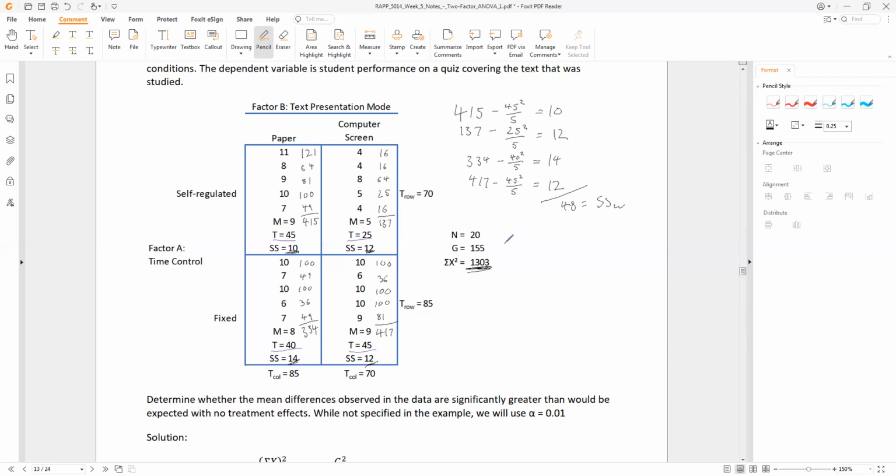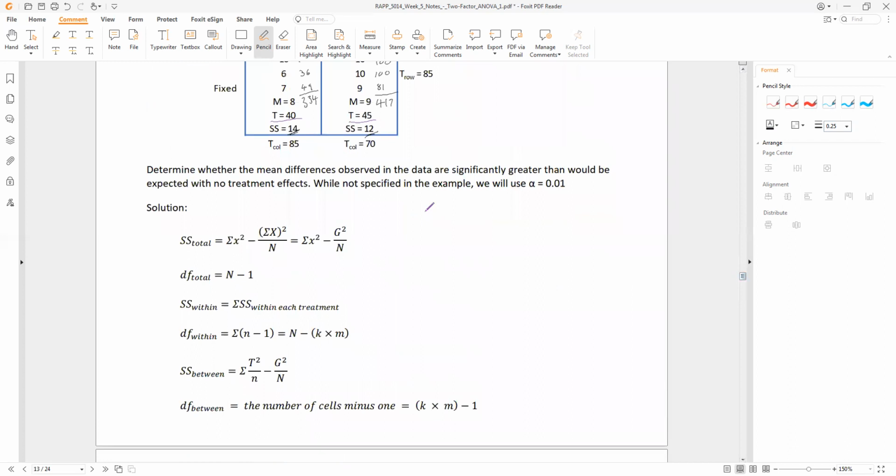And then if we do the same thing for the whole thing all together, the 1303 minus the 155 squared over 20, because there are 20 people in total, 5 times 4 is 20, I'm going to get 101.75. And so with this, I can start making my table.